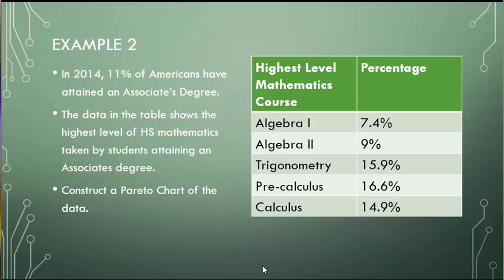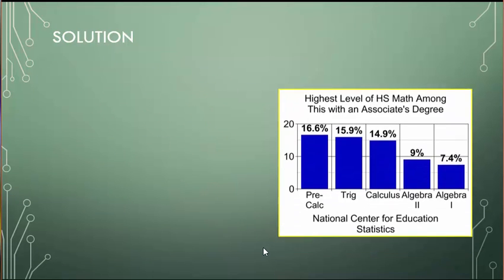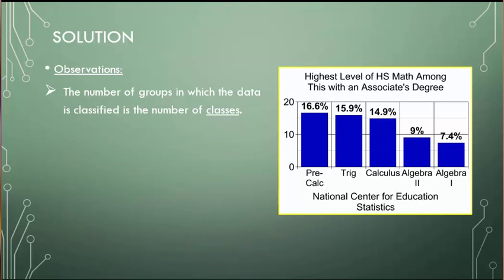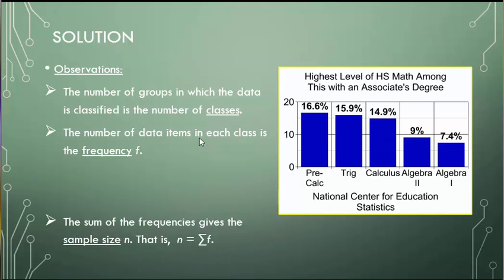Now let's get back to the Pareto chart and just make a few observations on it. There's the Pareto chart we just made. First, the number of groups in which the data is classified, I've used this term before, they're called the classes. So notice here in this case we have 1, 2, 3, 4, 5 classes. We have 5 bars. The number of data items in each class is its class frequency. All right. So the frequency of the first class here is 16.6%, 15.9% for the second one, and so forth.